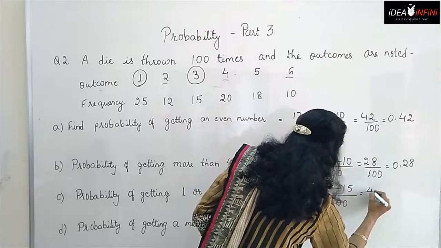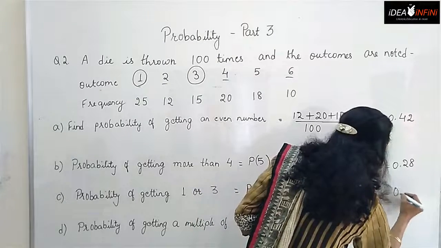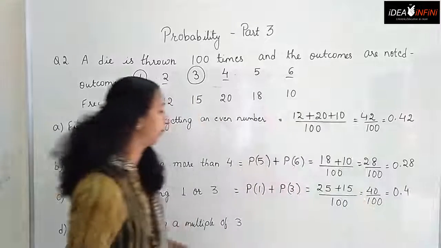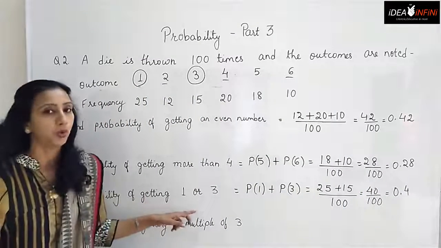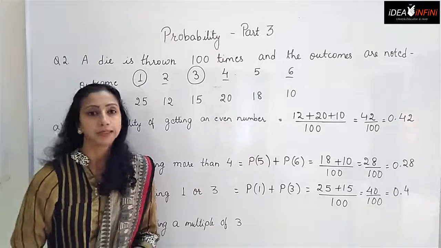This is what I get as 40 by 100. That means 0.4. 0.4 is the required probability of getting 1 or 3. Here, the probability of getting a multiple of 3.